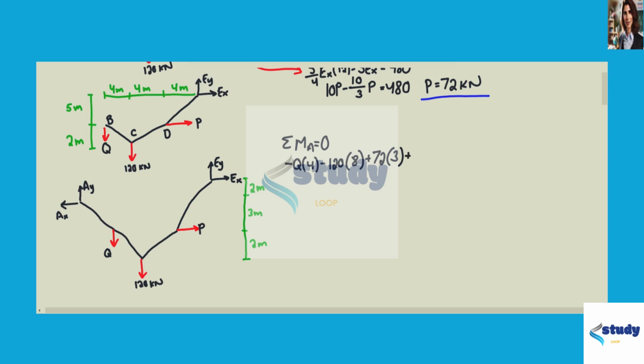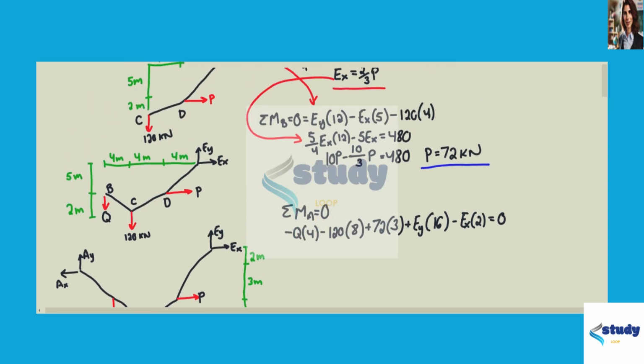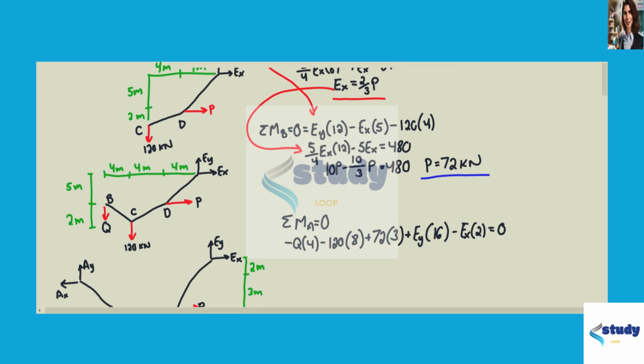plus EY times 16, because there's 16 meters in the horizontal direction between A and E, minus EX times 2, because there's 2 meters in the vertical direction between A and E, and set that equal to 0. Like we did before, we're going to substitute in the equations we found for EX and EY into this equation and simplify one last time.